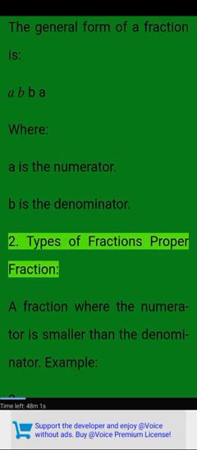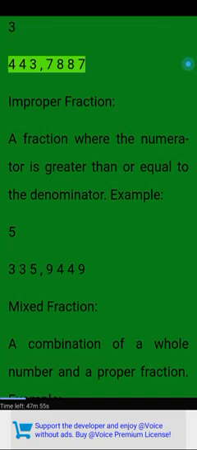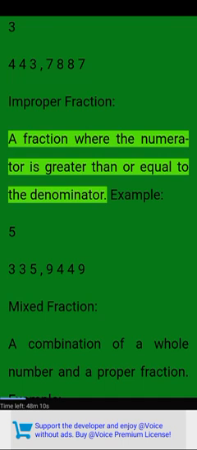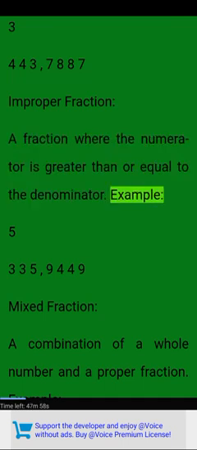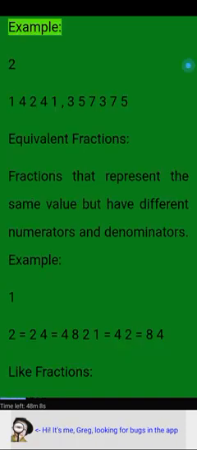2. Types of fractions. Proper fraction. A fraction where the numerator is smaller than the denominator. Example: 3/4, 7/8. Improper fraction. A fraction where the numerator is greater than or equal to the denominator. Example: 5/3, 9/4. Mixed fraction. A combination of a whole number and a proper fraction. Example: 2.